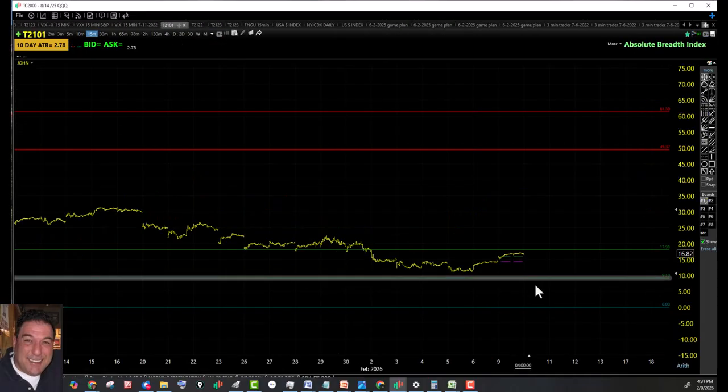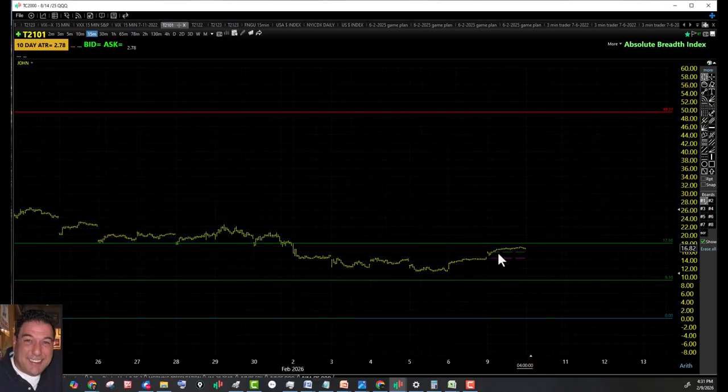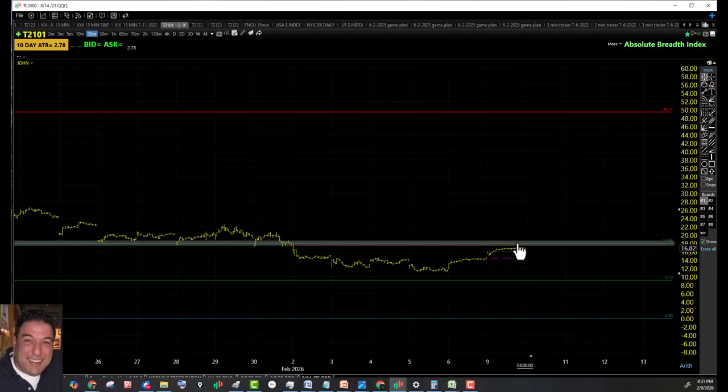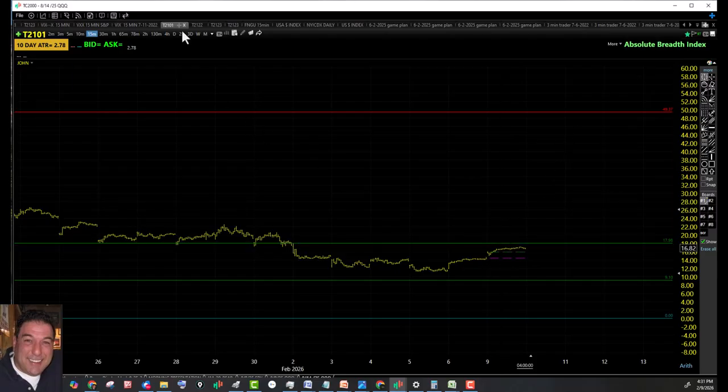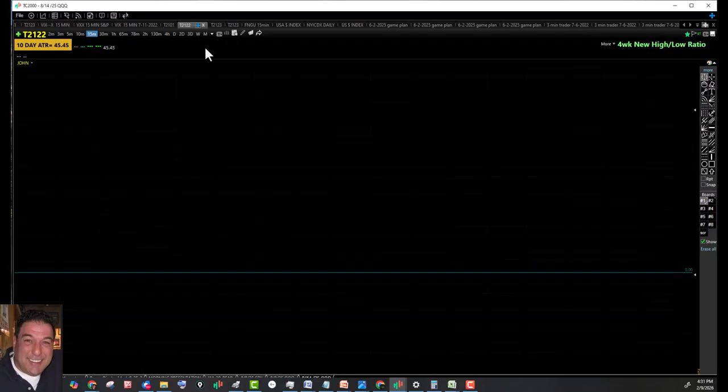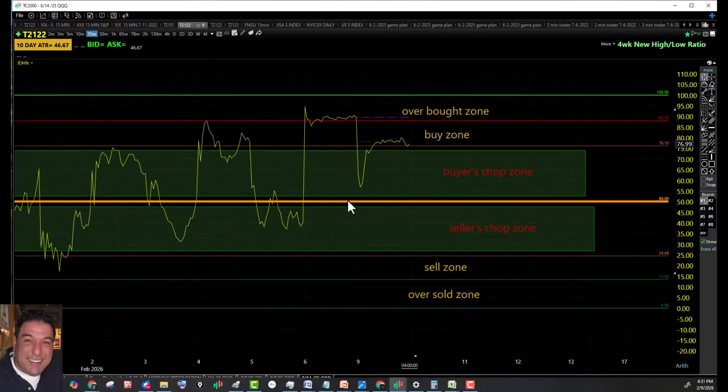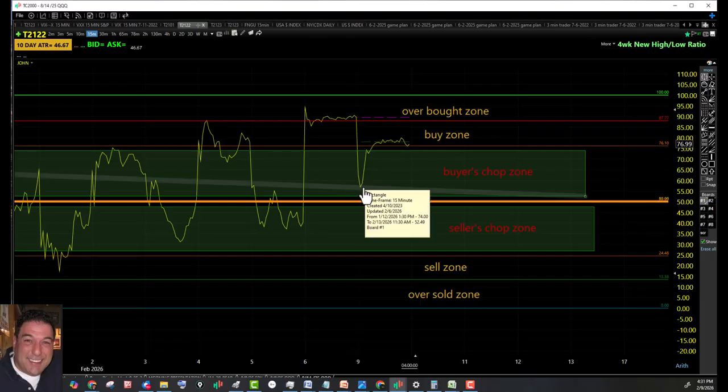T2101, 15-minute chart. Okay, market moved up. Participation or absolute breadth moved up. That's bullish. I like that. Okay, T2122. Market moved up, but price made a higher low, but made a lower high in the buy zone. That's concerning. Still bullish, but concerning in that they didn't make a higher high. But in the buy zone, nothing.